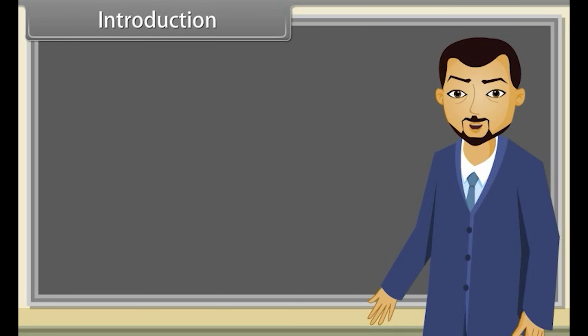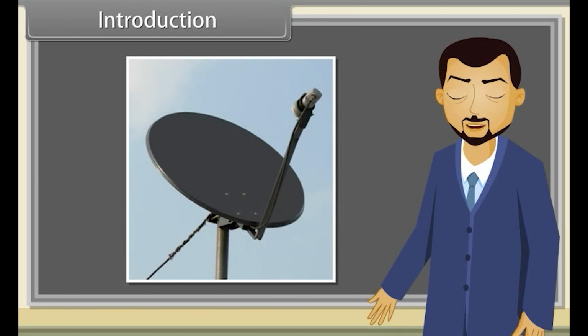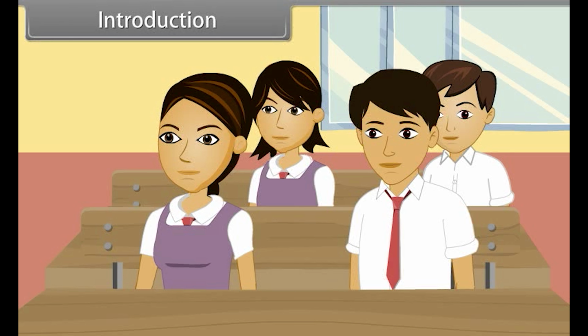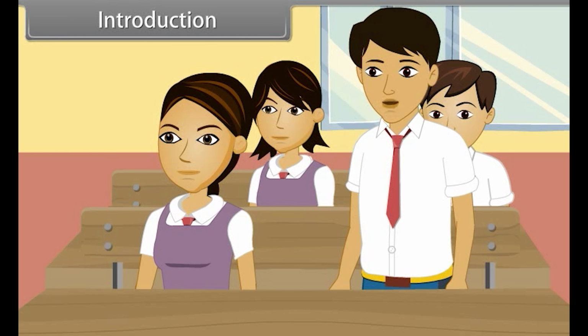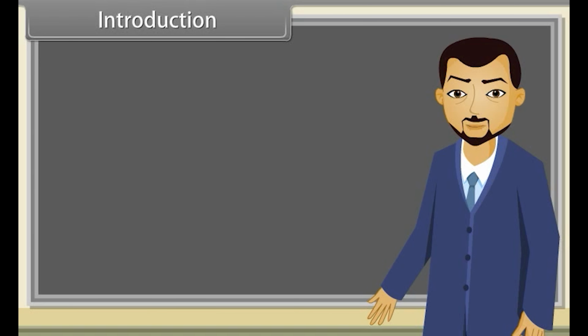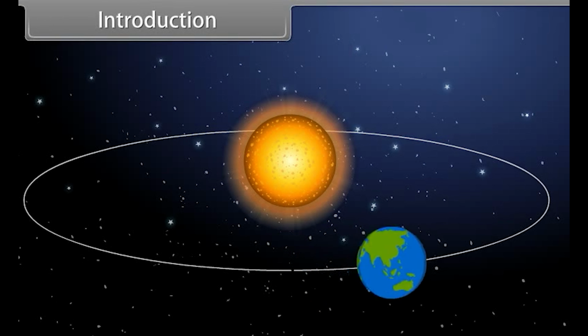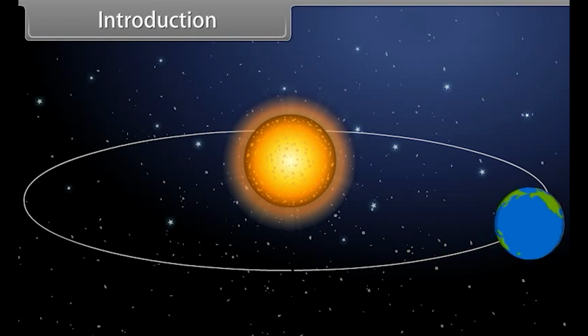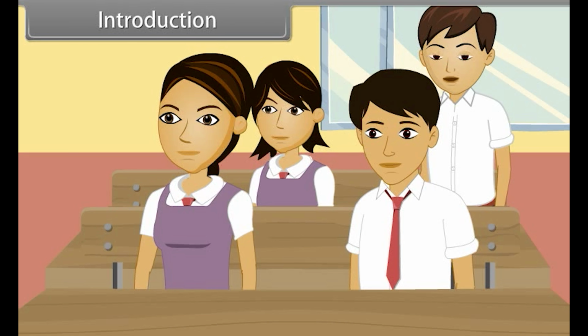How many of you have a dish TV at your home? And do you know what kind of shape it has? Yes, it is parabolic in shape. Do you know what kind of path Earth follows while revolving around the sun? Yes, it is elliptical in shape.